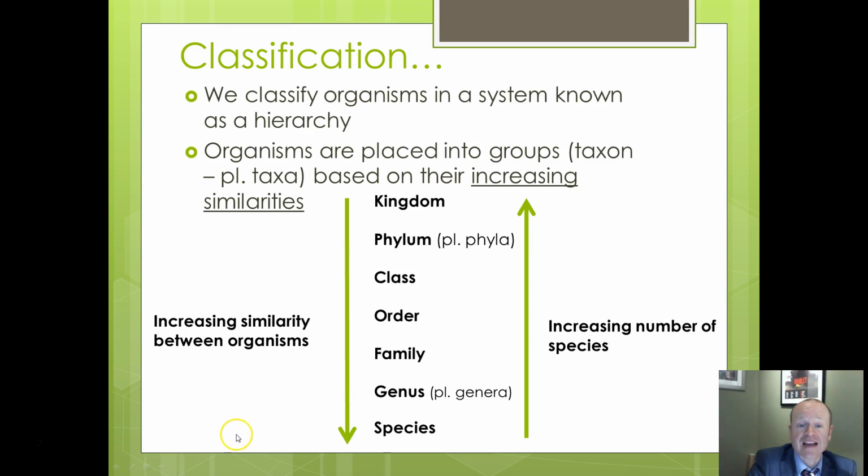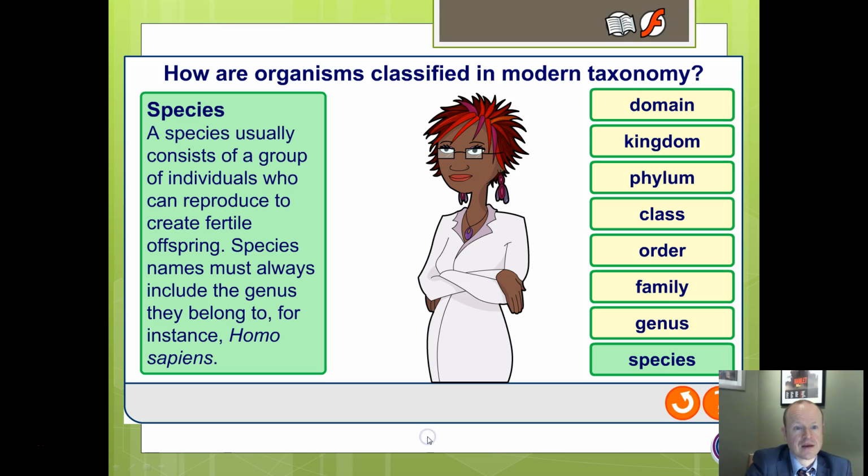So, classifying in a hierarchy. The organisms are getting more and more similar as you move down, but you're getting fewer and fewer organisms as you go down. So kingdoms are a very large group that have a few similarities. Species are a much smaller group with lots of similarities. There is a grouping above that called the domain, but we're not going to focus on that today. We'll talk about that in our next presentation.